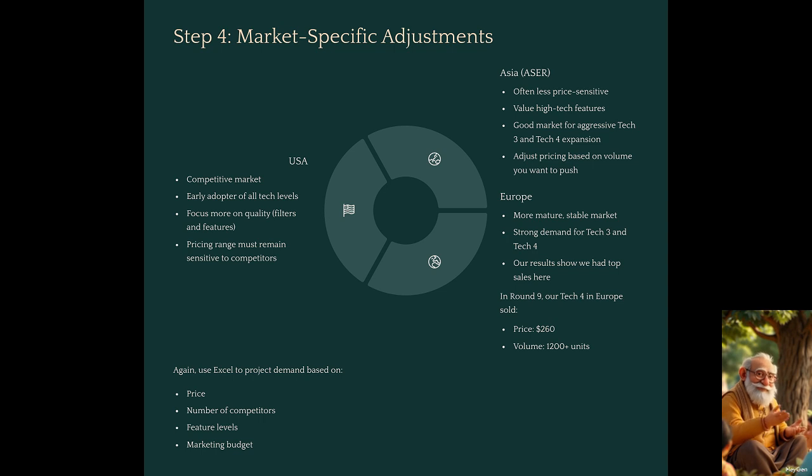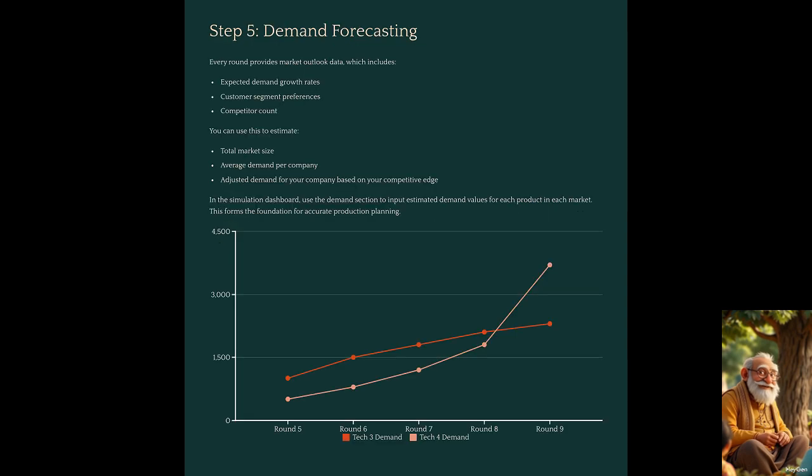Europe, more mature, stable market, strong demand for Tech 3 and Tech 4. Our results show we had top sales here in round 9. Our Tech 4 in Europe sold, price $260, volume 1,200 plus units. Again, use Excel to project demand based on price, number of competitors, feature levels, marketing budget.